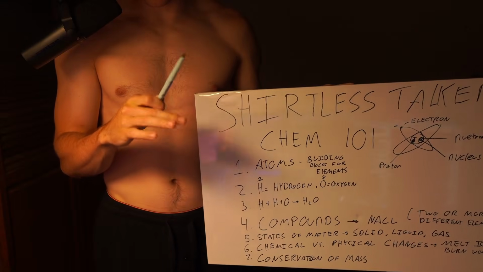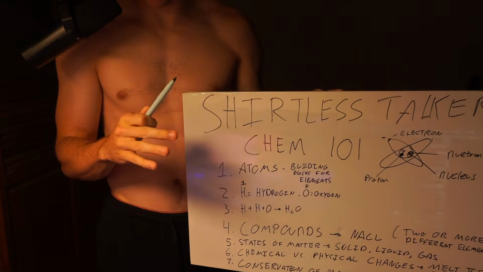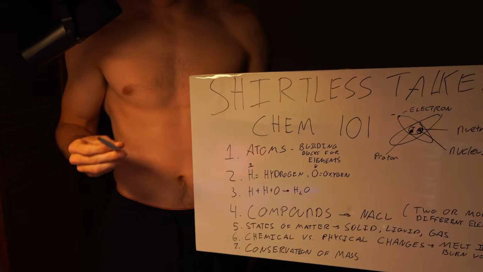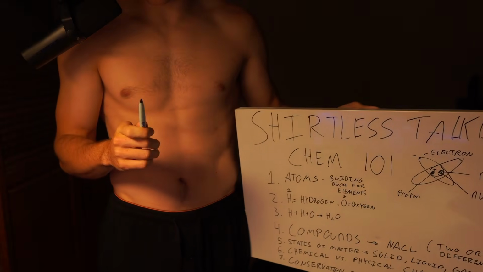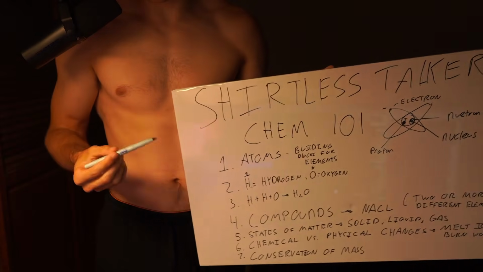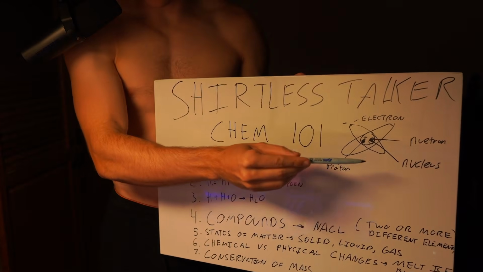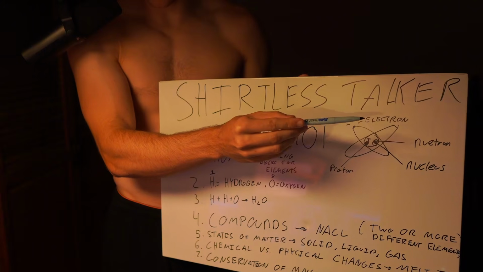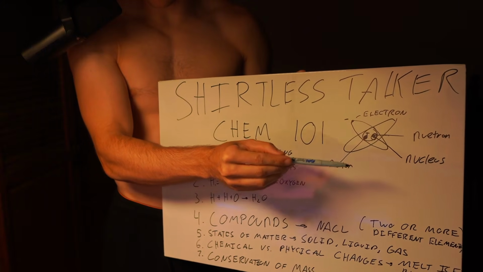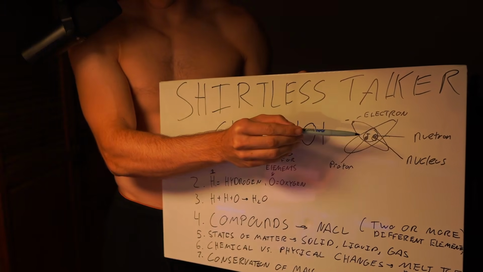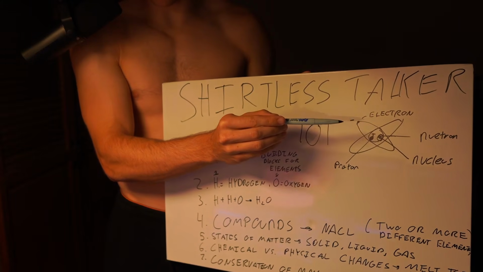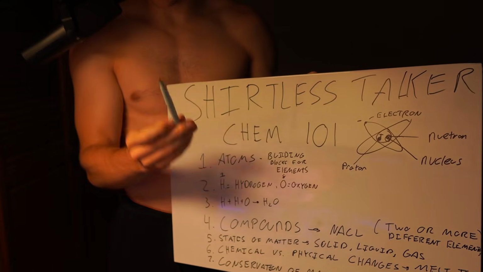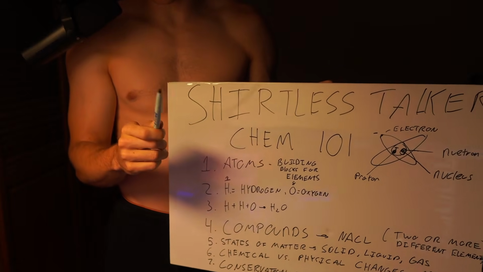Today I'm going to teach you the basics of chemistry. And we first need to start off with atoms. You can't have chemistry if you don't first talk about atoms. Now there are protons, neutrons, and electrons. The protons and the neutrons form the nucleus in the middle. The electrons are on the outside, and they are negatively charged.